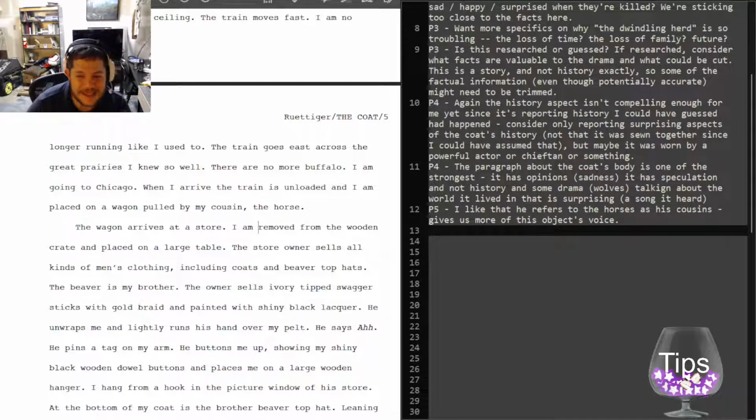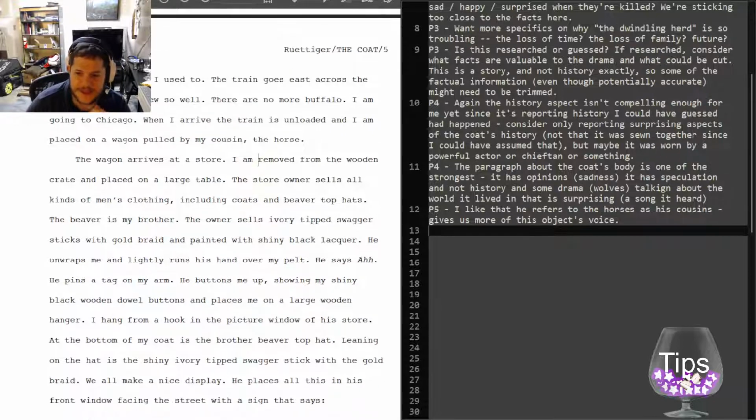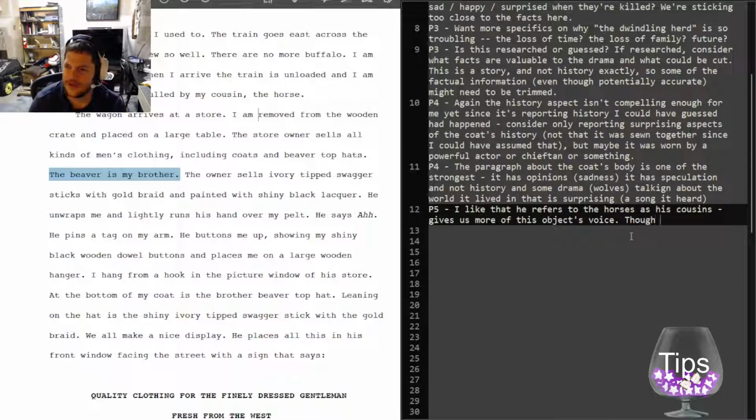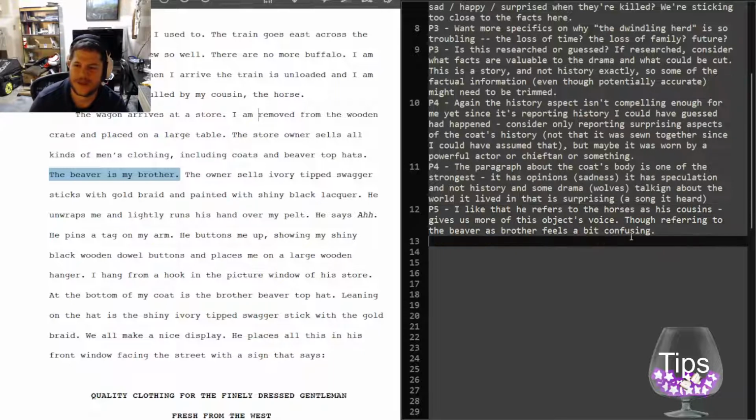But again, I'm not seeing anything that's surprising me, that's saying, oh, what's really making this engaging and special? Including coats and beaver child has to be as my brother. Is it though? Okay, so this brother cousin thing is getting, referring to the beaver as brother feels a bit confusing.